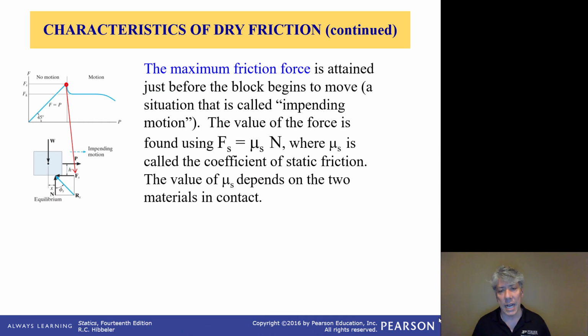So notice that the maximum friction force occurs right before the box begins to move. This is called impending motion. You can figure out the value of the frictional force. It's actually really easy, because at that point, the frictional force is equal to the friction coefficient times N. Now notice mu is the friction coefficient symbol we use, and the subscript s indicates static friction.